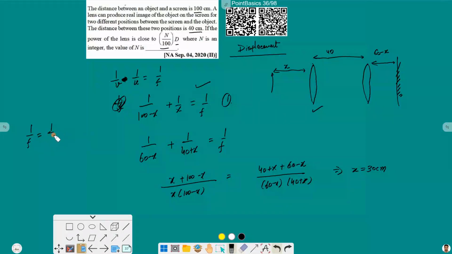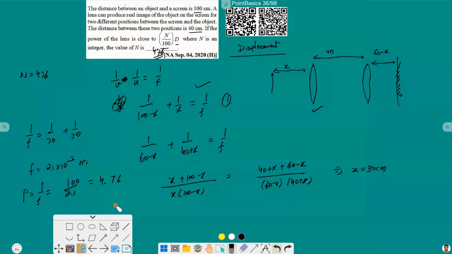Now when x is 30 centimeter, we can use the formula, this one, that 1 by f will be equal to 1 by 100 minus x, that is 1 by 70 plus 1 by 30. And when we solve it for focal length, the focal length comes out to be 21 into 10 raised to power minus 2 meter, because it actually comes out to 21 centimeter, and converting it into meter, the power will be 1 by f, that will be 100 by 21, and that will give us 4.76, and we have to represent it as n by 100, so n will be equal to 476. So the answer here will be 476.